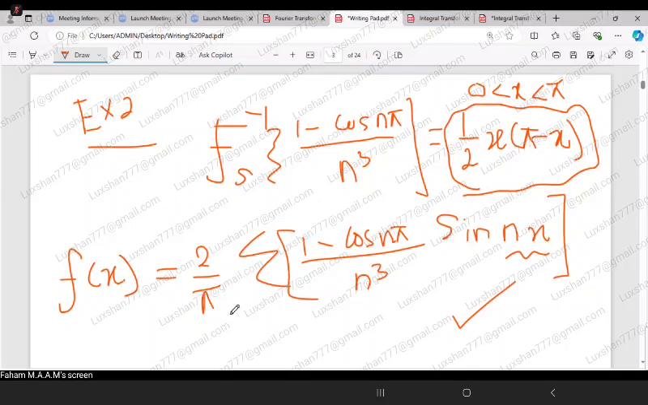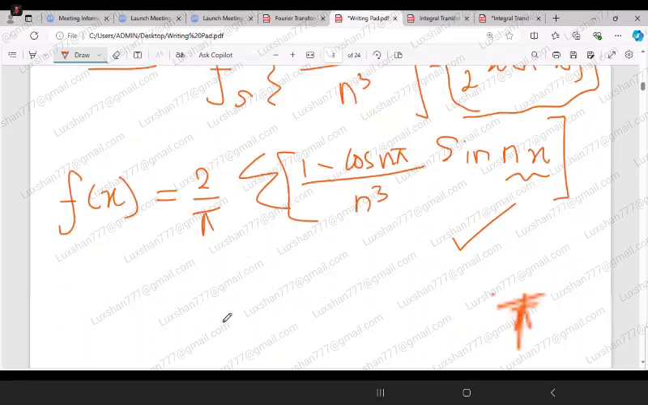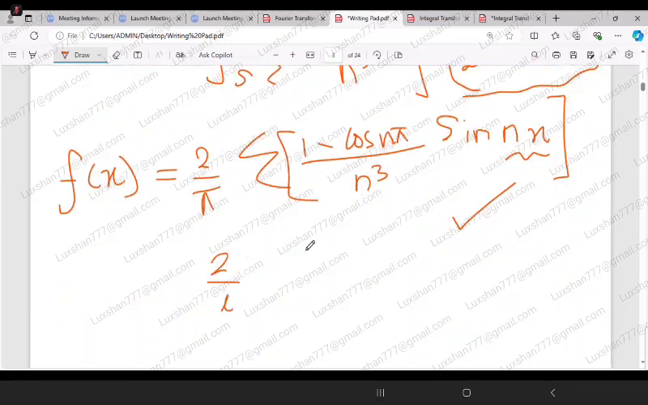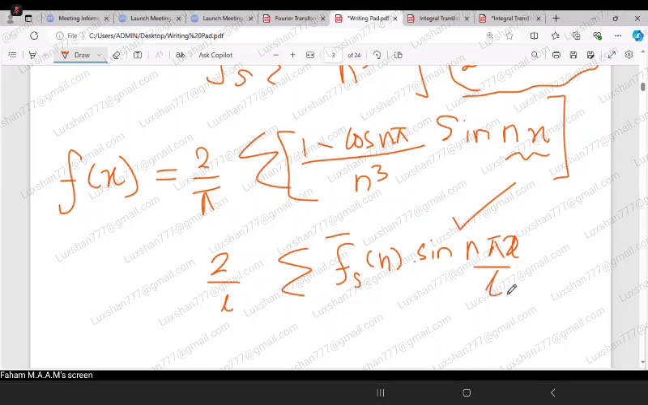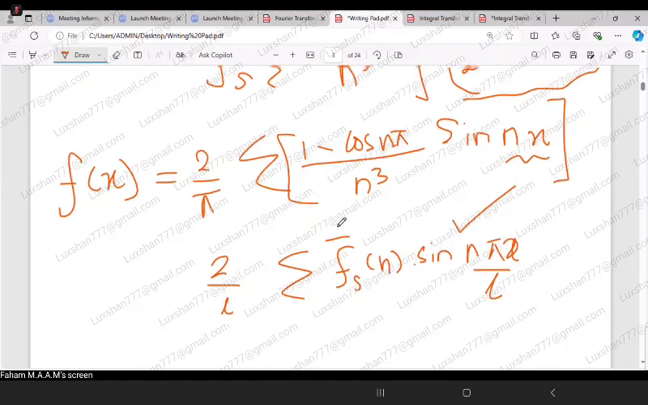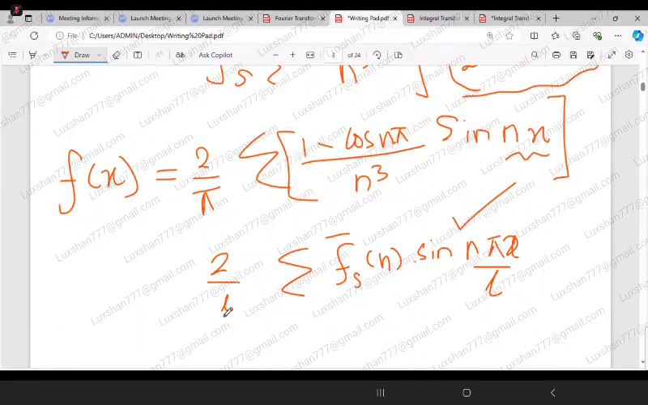First of all, tell me whether you understood how I got this f(x). I have just used the formula for the inverse Fourier transform. What is that formula? It says 2 over L into summation of f bar S(n) into sine n pi x over L. So here my L is pi, so pi gets cancelled, so I will get sine nx. My f bar S(n) is given, that is (1 minus cos n pi) over n cube, and my L is equal to pi. So it's a matter of just substituting these things in this formula, and I have got this answer.